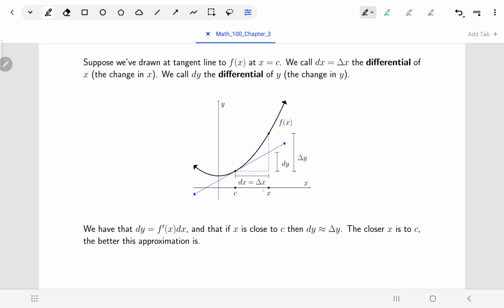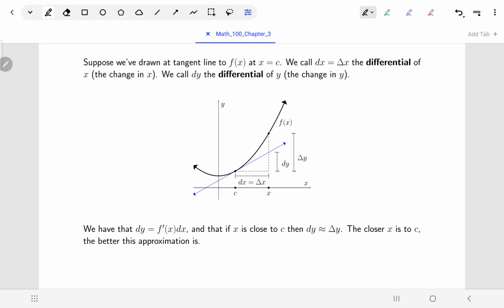So we're starting off with dx and delta x. Both of those are going to represent the change in x, because whether we're thinking about going from c to x on the tangent line or going from c to x on the curve, either way, it's a change that's the same amount. So dx and delta x, that's an identical amount for both, whether we're changing x for the curve or changing in the x direction for the straight line.